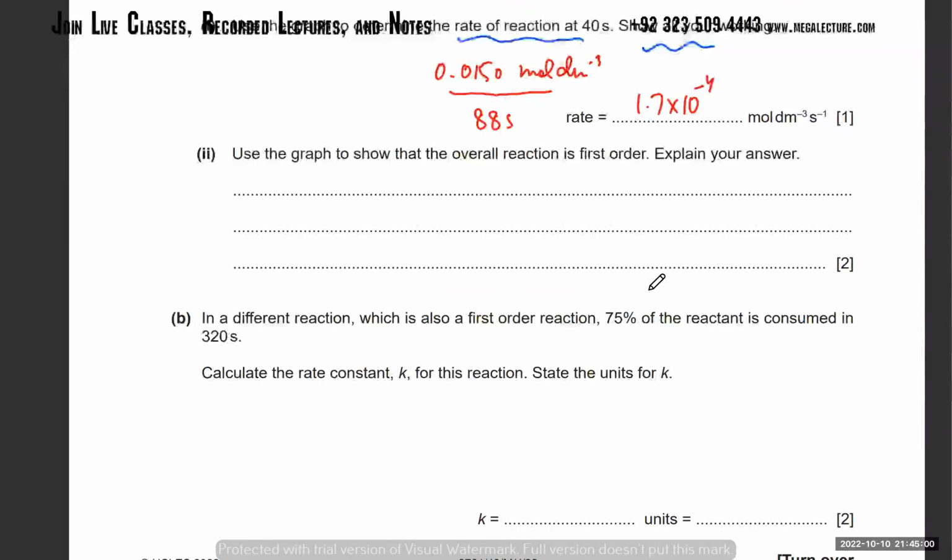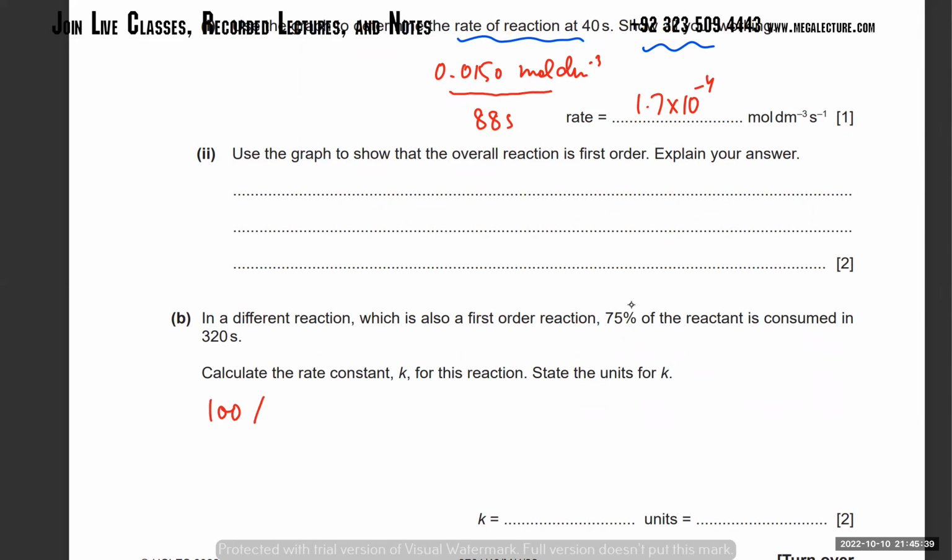in 320 seconds. So calculate the rate constant, state the units for K. So he's saying 75% of the reactant is consumed in 320 seconds. Calculate the rate constant. So it's a totally different reaction, which is also a first order reaction. And 75% of the reactant is consumed in the first 320 seconds. How many half-lives is that?